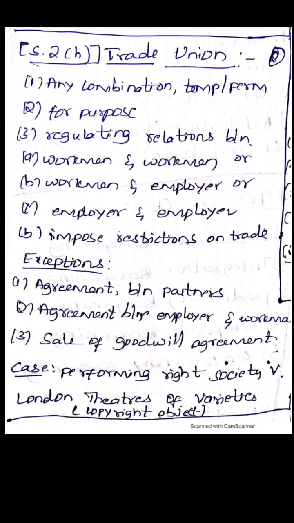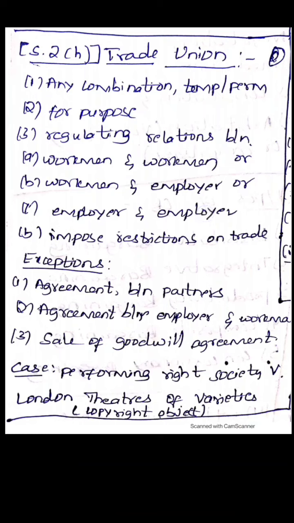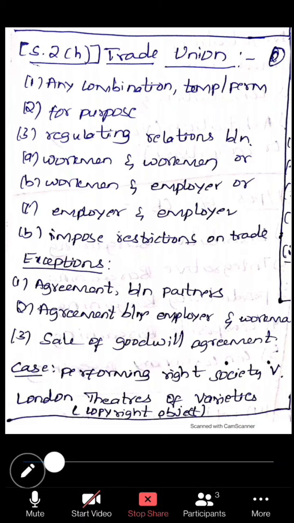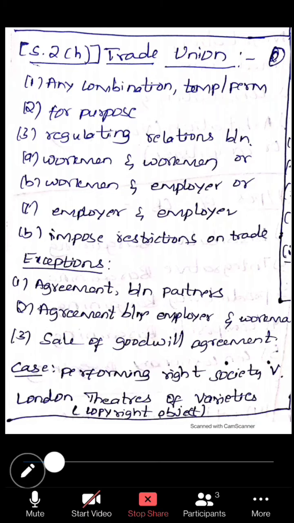Trade union is any combination of persons, temporary or permanent, for the purpose of regulating relations between workman and workman, workman and employer, or employer and employer. So it is a combination of persons. They should be formed for a purpose, and the purpose is also given: regulating the relations between workman and workman, workman and employer, and employer and employer. Apart from this, if the combination is formed for any other purpose, then it is not a trade union. The object here is mandatory.